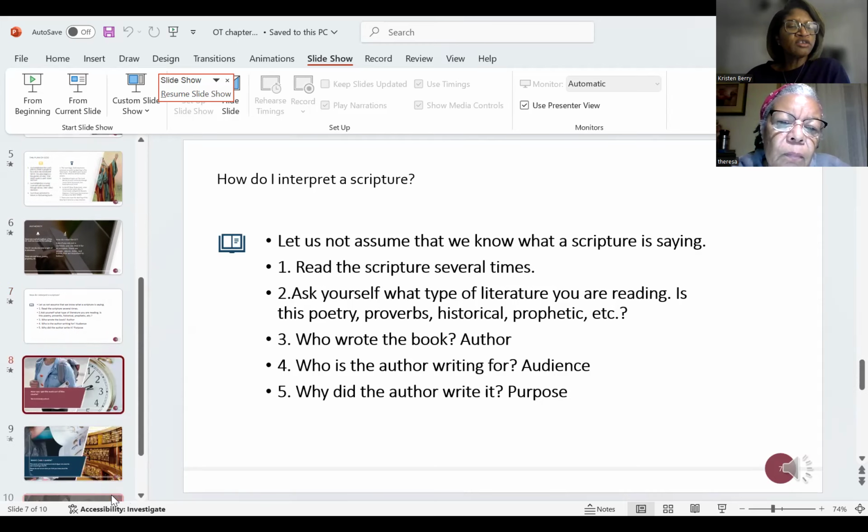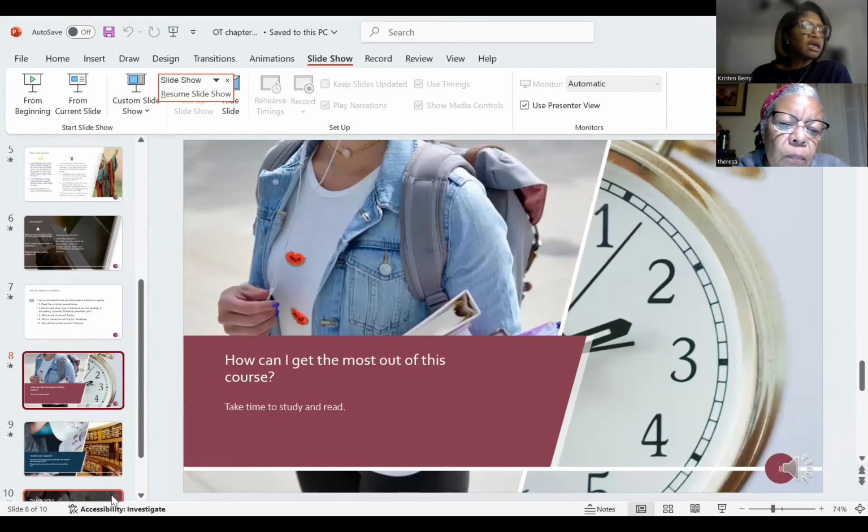And also what I tell students is it's okay to ask questions of the text, Old or New Testament, because it's difficult. Many times we don't know everything, and we're saying, well, what is this? And so that's another reason why I said read the text several times.